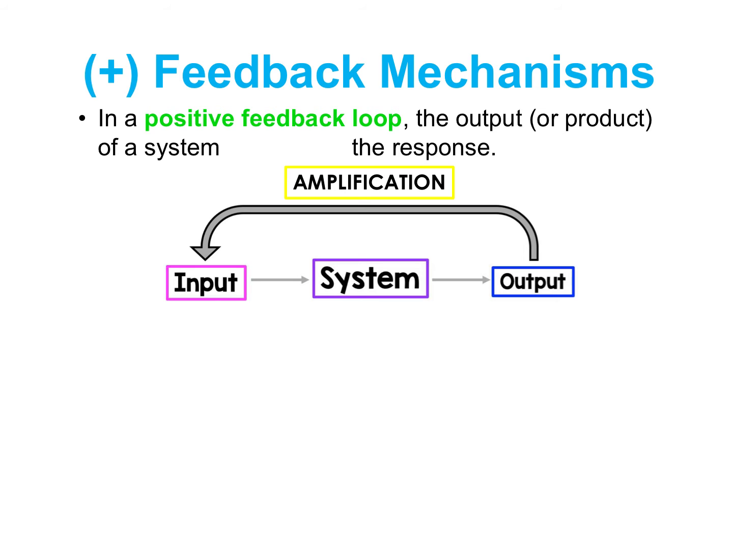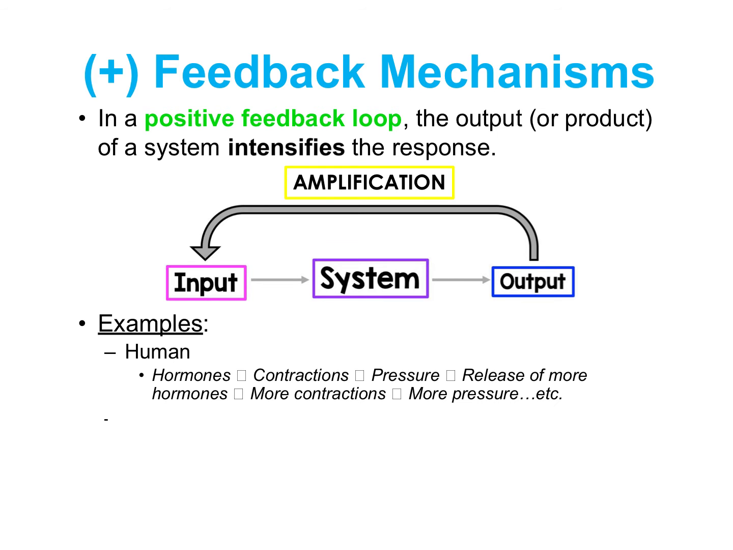In a positive feedback loop, the output or the product of a system is always going to intensify the response. So we're going to go over some examples of this. But the first one is human childbirth. And in this, these are supposed to be little arrows here. But we have hormones that are going to cause contractions. These contractions are going to cause an increase in pressure. This increase in pressure is going to cause release of more hormones, which causes more contractions and more pressure. So by amplification, we're meaning we're getting more and more and more of something.